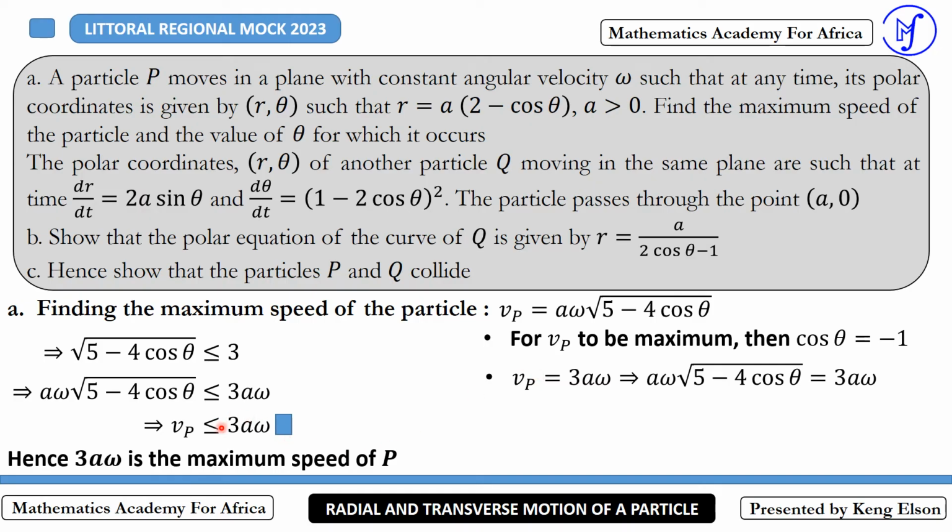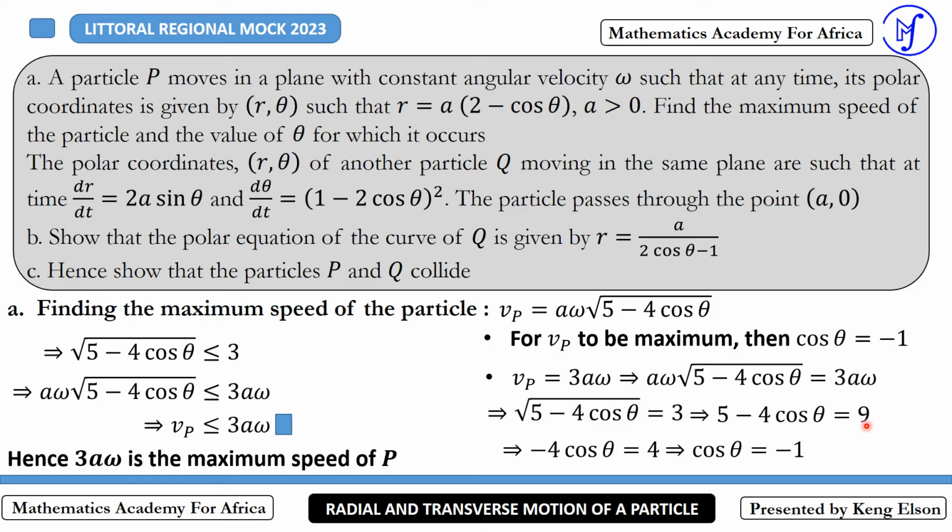So since we have the maximum value as 3a omega already, we can just equate that maximum value to this guy here, which is in terms of theta, and we solve for theta. So equating a omega times the square root of 5 minus 4 cos theta to be 3a omega, we see that the a omegas cancel on both sides of the equation. We can square both sides of the equation to arrive here. We subtract 5 on both sides, we divide both sides by -4, and we get that it is maximum for cos theta to be -1, which is still at our point here.